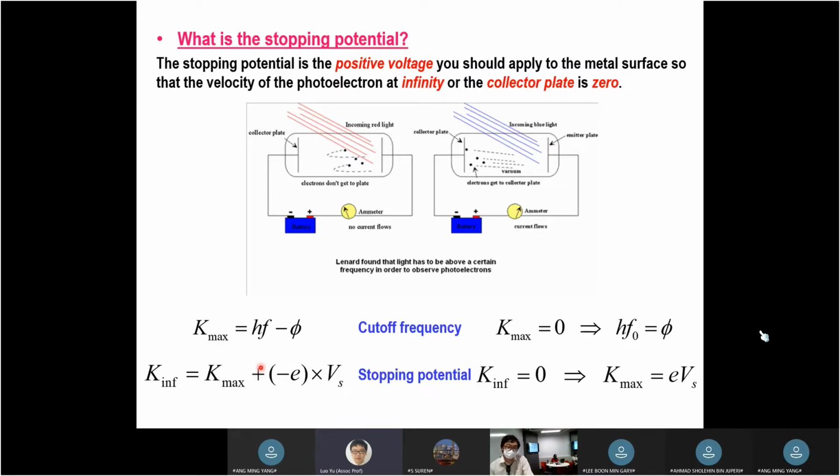Then this will give us a stopping potential, which is when, at the collecting plate, we can just stop the photoelectron. So we use this minus eVs to cancel out the Kmax, so that the stopping potential is defined as Kmax equal to e times Vs, the stopping potential. Okay, so these are the two important formulas for the photoelectric effect, and its exchange definition about the cutoff frequency and the stopping potential is exactly given by these two important formulas.